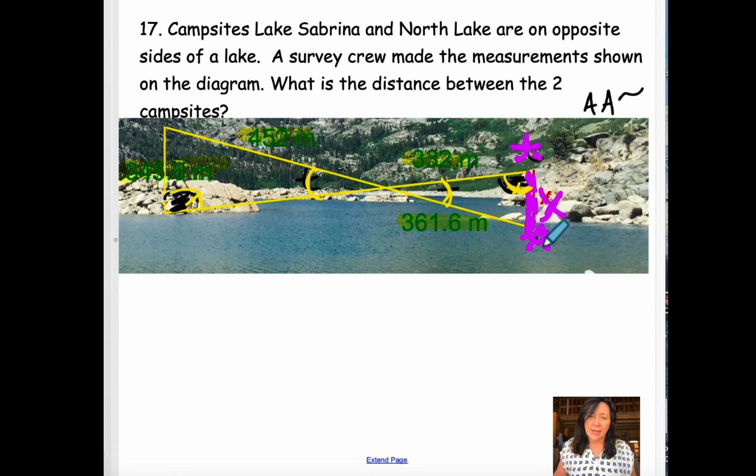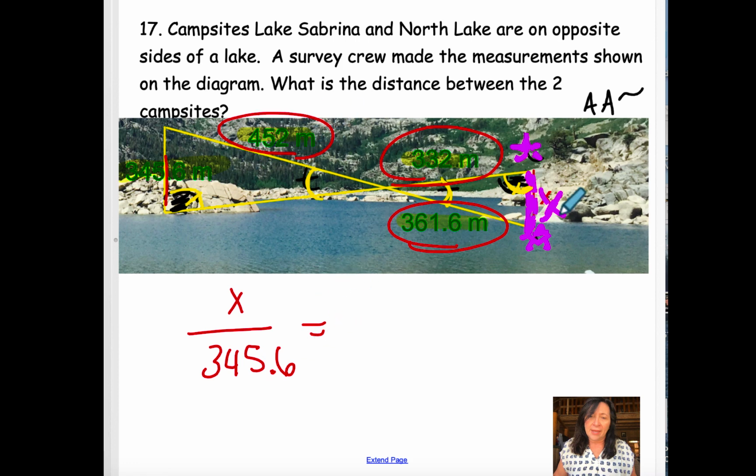So now making a proportion. I'm going to say small is to large. So I'm going to go x is to 345.6 as... now, this is the trick here. Do I use this or do I use this to compare to 452? We've got small is to large, so this is going to be 452 meters. What you need to understand is this here is flipped, because see how this angle is congruent to this angle in the right-hand corner? That means that if I'm using 452, I have to use 361.6. Now I'm going to cross multiply.